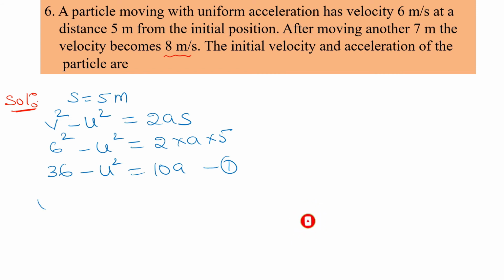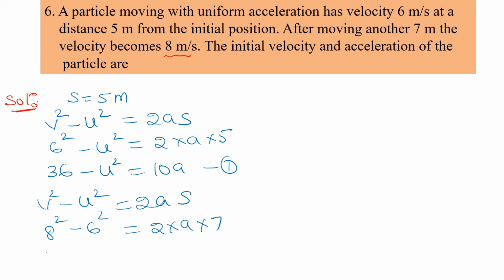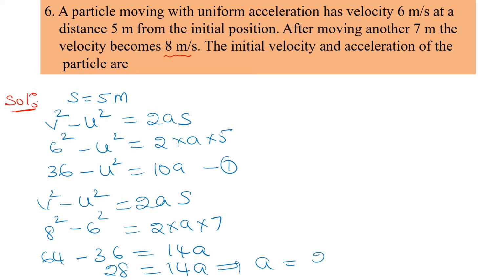The second equation is V square minus U square is equals to 2AS. Now substituting V value as 8, 8 square minus 6 square is equals to 2 into A into 7. 8 square is 64, minus 36 is equals to 14A. So 64 minus 36, 28 is equals to 14A. From this we are getting A is equals to 14 ones, 14 twos, so 2 meters per second square. Substituting A value in equation 1.